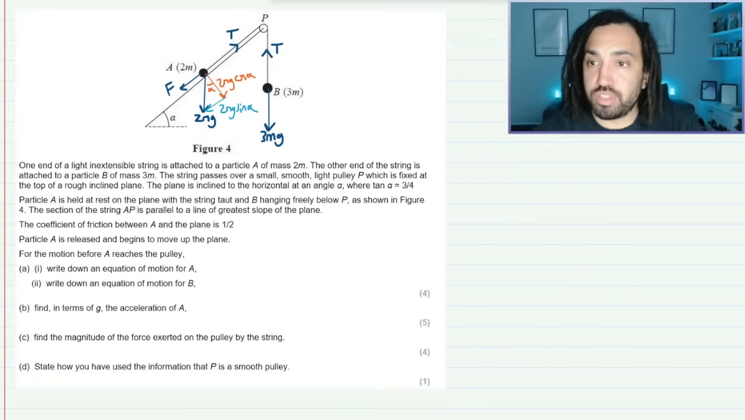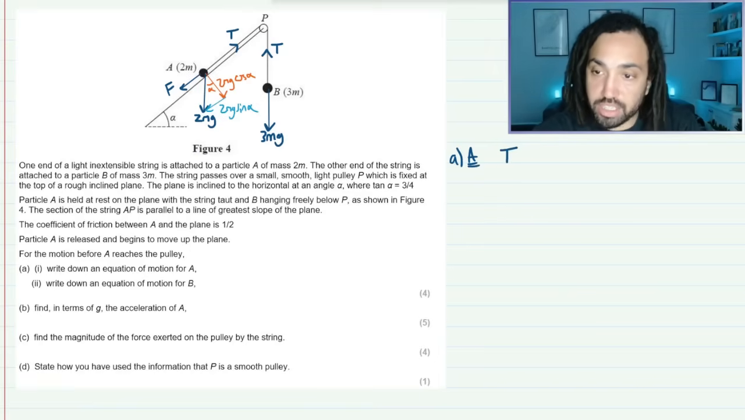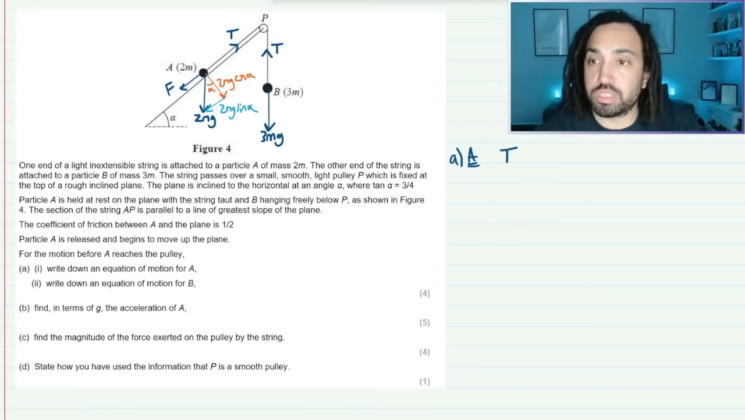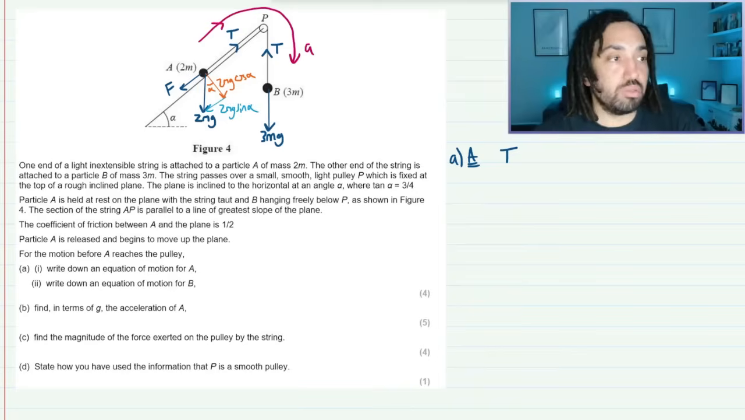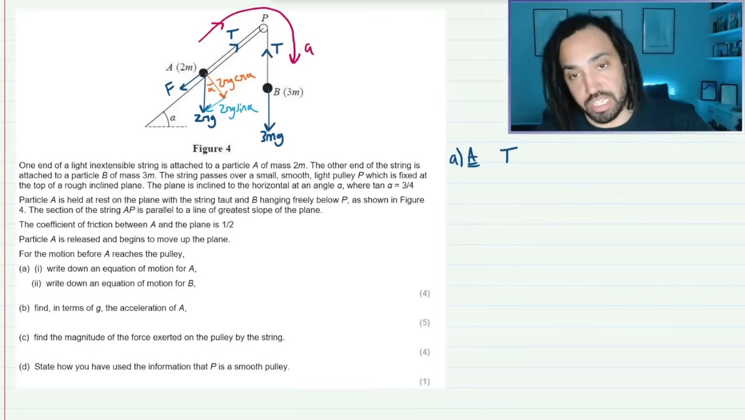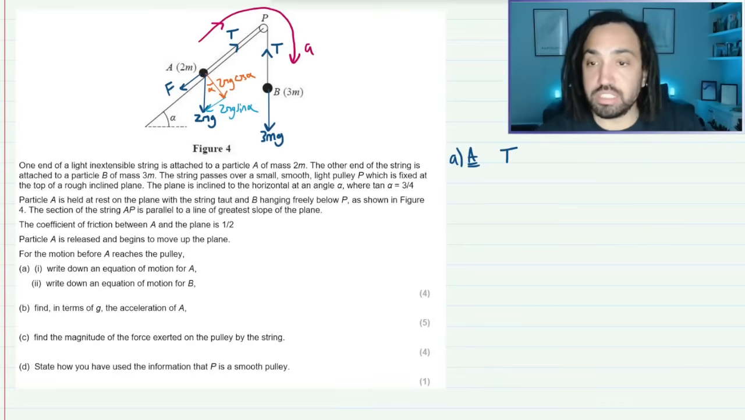Okay, so we're asked for an equation of motion for A. So let's go along the slope. We're going to have T going forward, and also, sorry, one more thing to add is that the acceleration is going to be acting in this direction. So always do your equations in the direction of the motion. Makes it easier, I find.